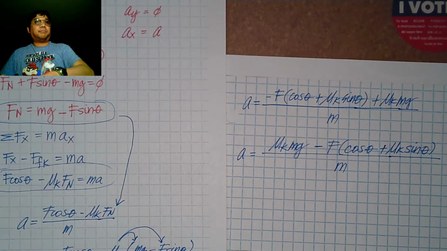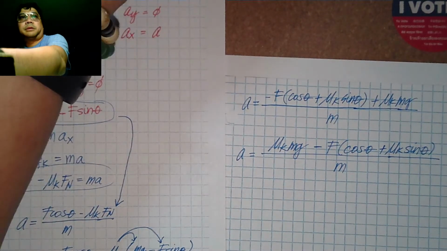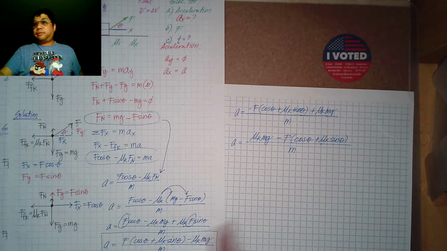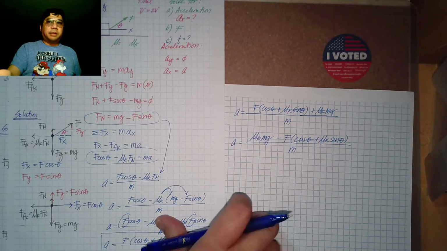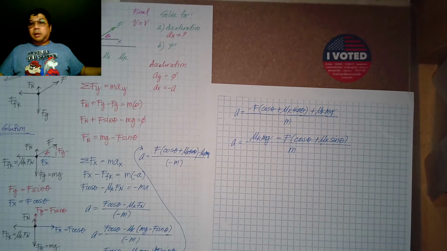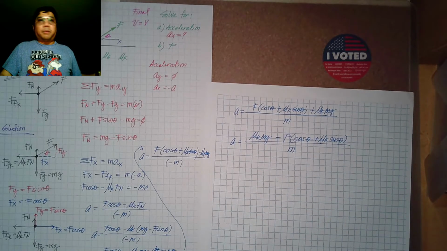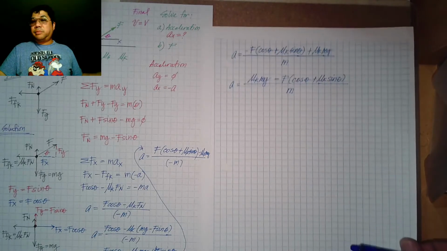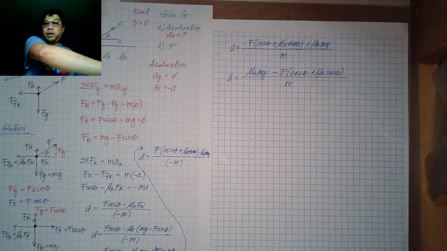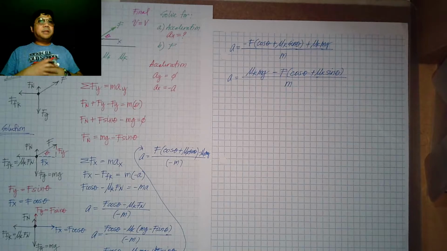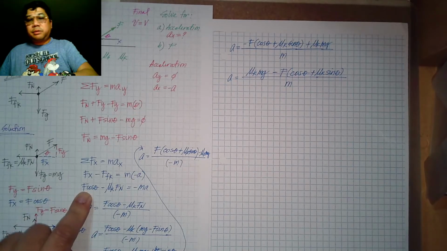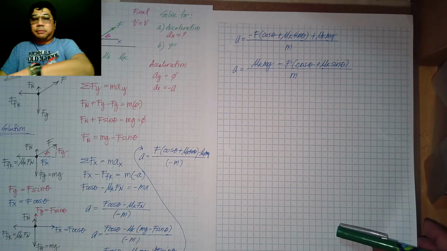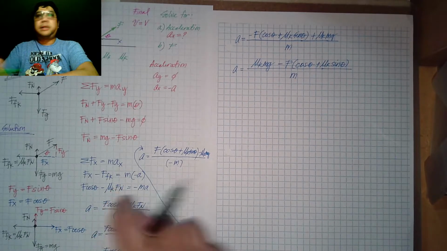Let me zoom it out. It was positive f, this time it's negative. So that's the difference. Now for letter B, about forces, it is the same process, same step. So let's use this equation right here, f cosine theta for letter B.